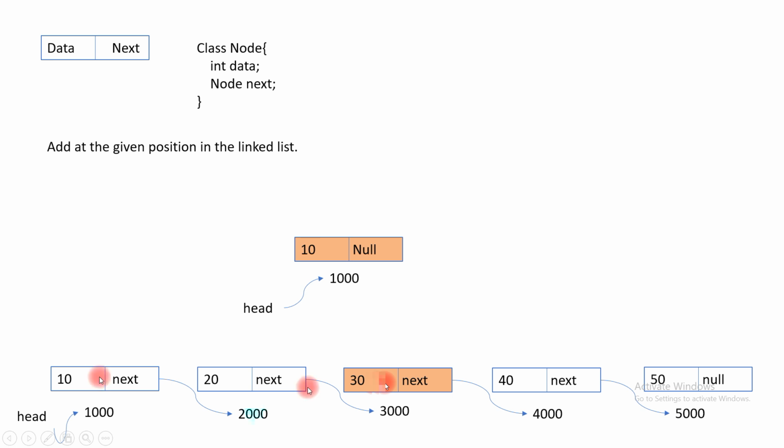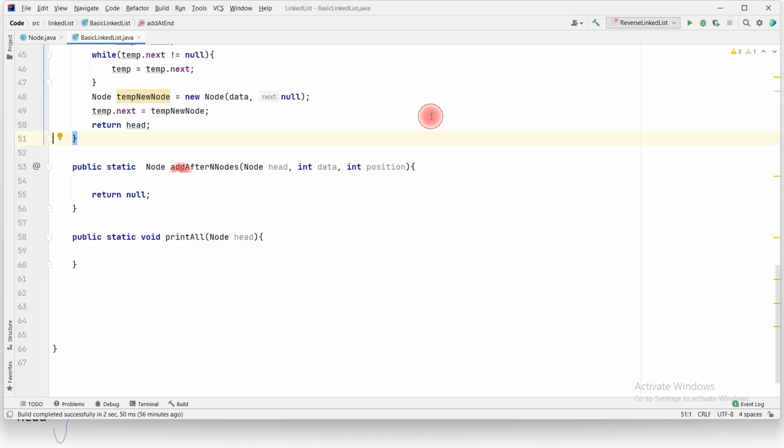So to do this, I have already created the structure of the method. In this, if you see, it takes the head node, the data which we are going to add, and the position, which indicates after how many nodes we are going to add this new node.